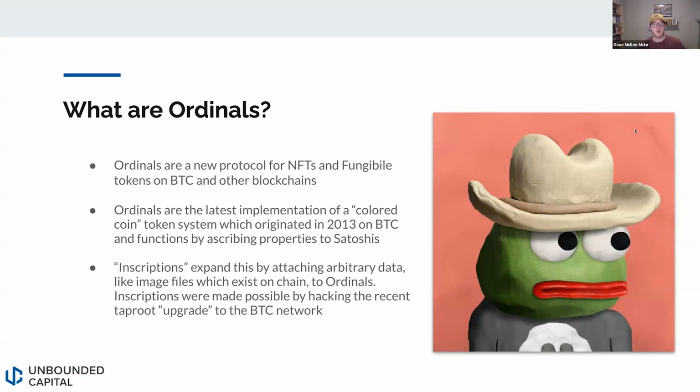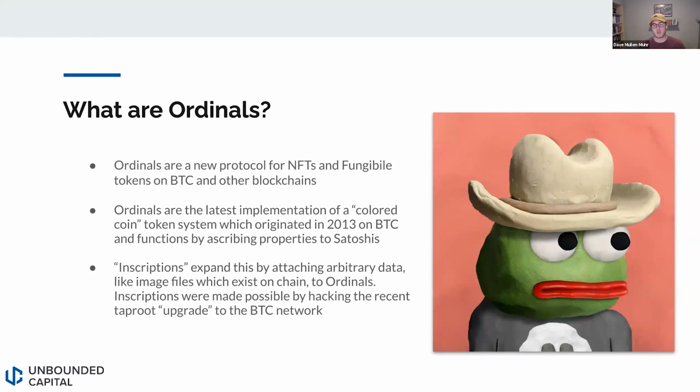So what are ordinals? Ordinals is a new protocol for NFTs and also fungible tokens on BTC and other blockchains, but BTC is where they've gained most traction. Technically speaking, they're the latest implementation of a colored coin token system, so it's not something totally new. Colored coins were discussed back in 2013, and basically it assigns property to Satoshis on-chain. So it's all happening on Bitcoin, but you're ascribing value on a secondary layer through a protocol, which is called ordinals.